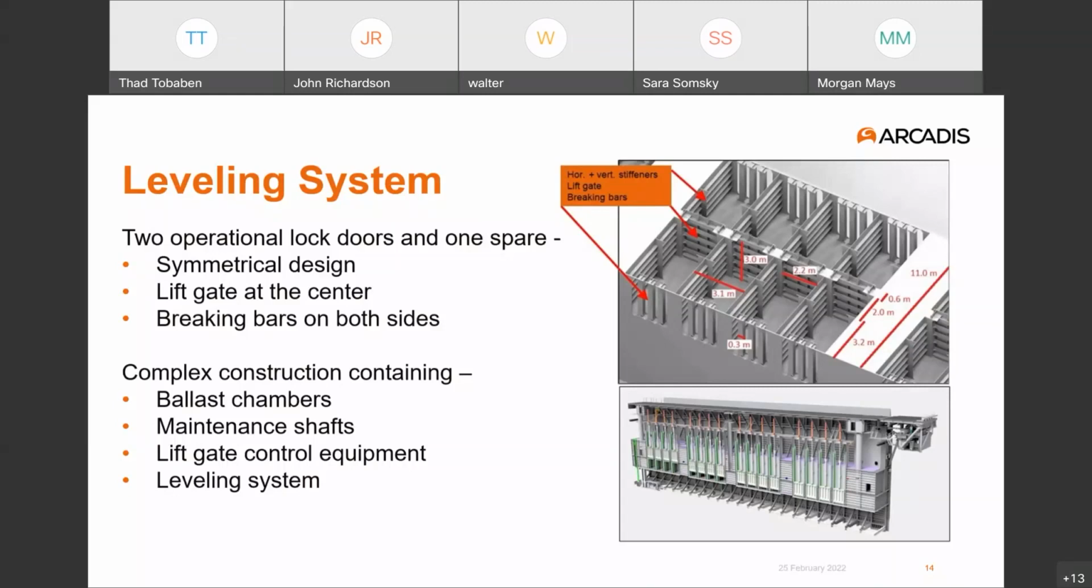Couple things to point out. I had mentioned it before. The doors are designed to be symmetrical. The lift gates are in the center, so there's an arrow in the top figure, the middle arrow pointing to where the lift gates are. Those are sluice gates that are moved up and down to control the flow of water through the doors, and then there are braking bars, as I said, at both sides. Also, as I had mentioned before, it's a fairly complex structure. The ballast chambers for the doors are located obviously within the doors. There's a maintenance shaft, control equipment, and the leveling system itself is housed there.